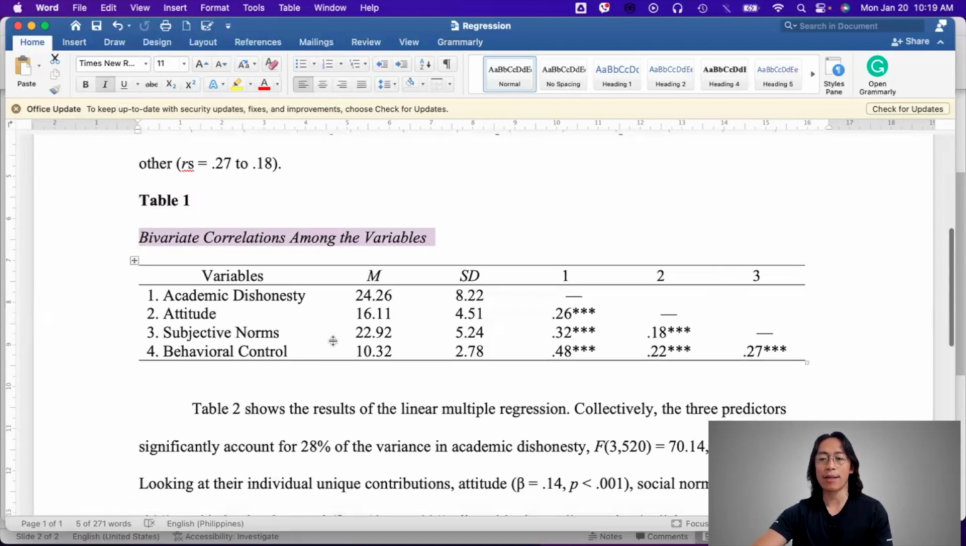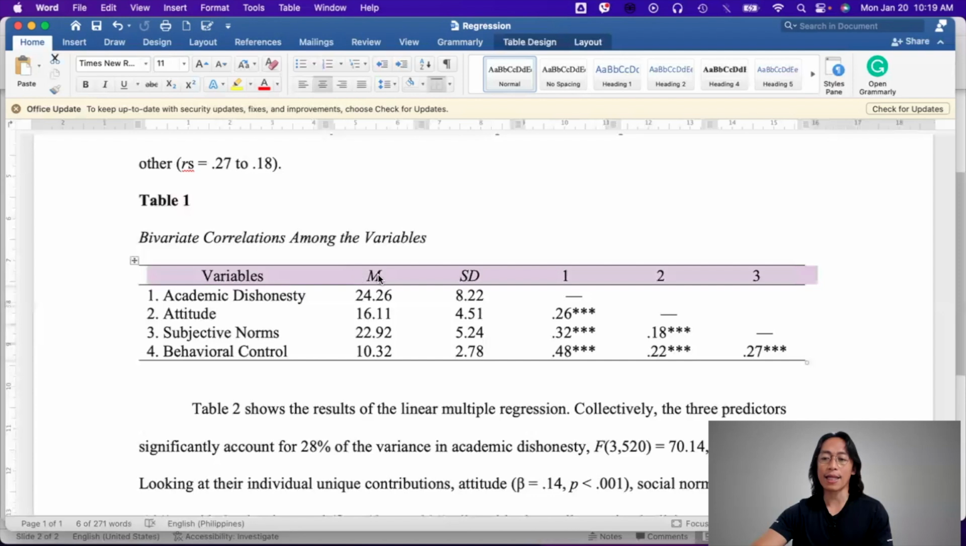It's a matrix format. So first we have the variables, followed by the mean, the standard deviation, and then the correlation matrix. The headers, you will notice, are all centered. And then our statistical notations that are non-Greek letters are in italics. You will also notice that instead of putting academic dishonesty, attitude, and subjective norms here, I simply placed the numbers that correspond to these variables. So your variables must be numbered so that your reader can easily identify which variables you are referring to when you say 1, 2, and 3.